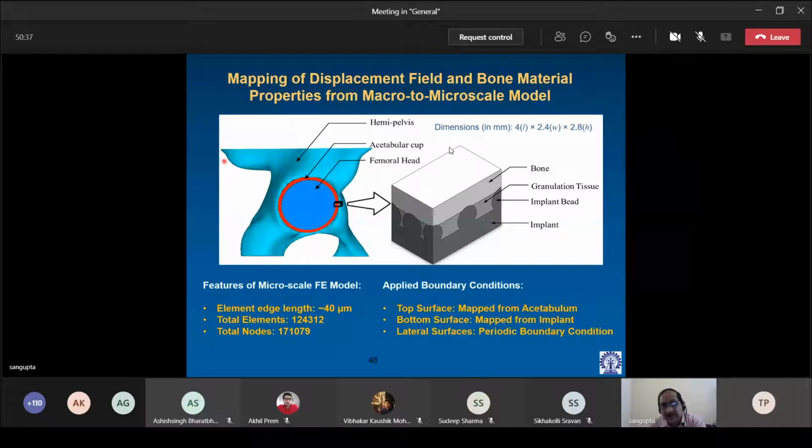So this is a macro scale model on the left, but on the right we have a micro scale model. We will be connecting the two, giving rise to a multi-scale analysis. Okay. So features of the micro scale model and the applied boundary conditions: dimensions, total number of elements, nodes. The top surface is mapped from the acetabulum, so that is bone. The bottom surface is mapped from the implant, and the lateral surfaces, this and the one on the back, have periodic boundary conditions. So it's similar.